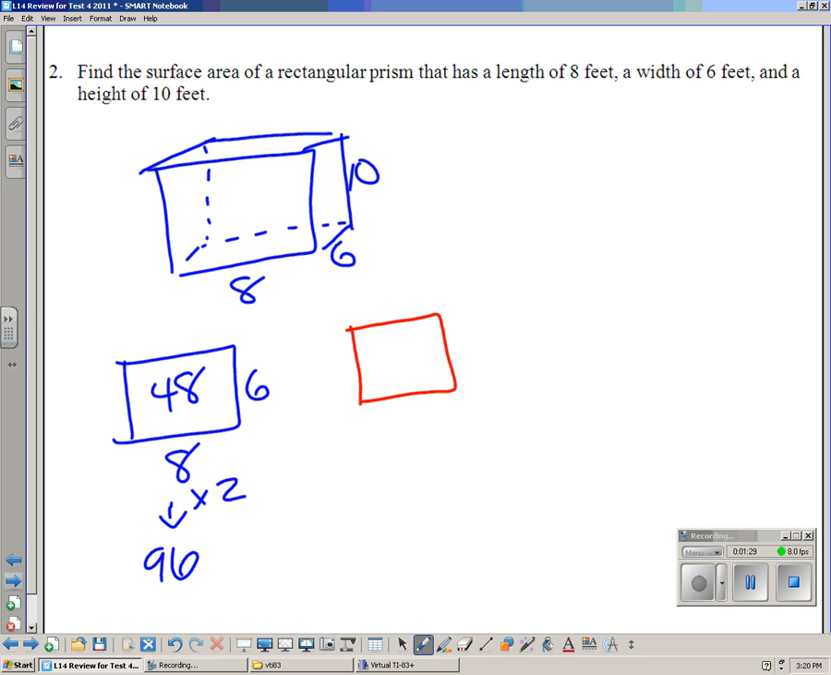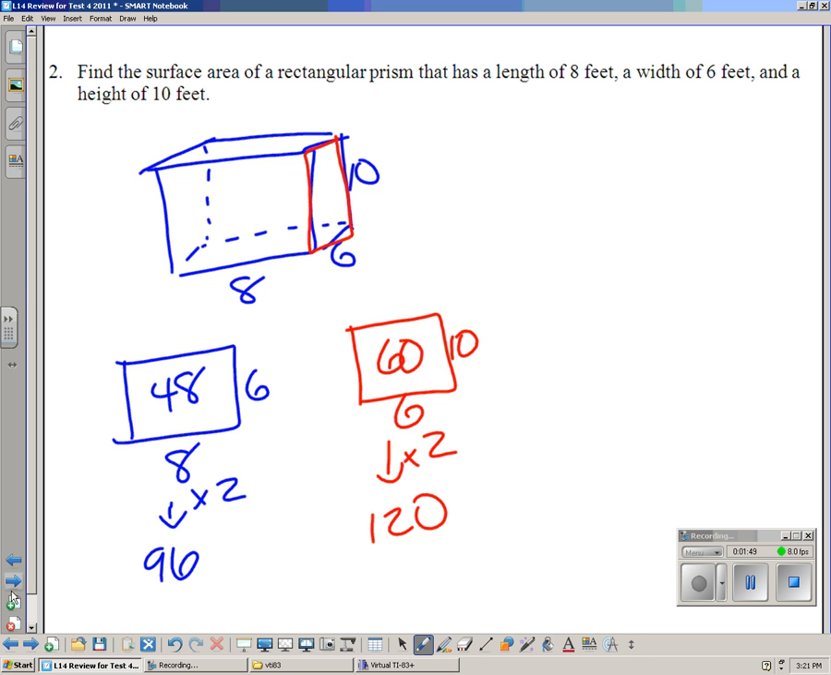This one will represent the sides. The sides, what I mean by the sides, would be that. So our dimensions there would be 6 and 10. 6 times 10 is 60. But I have a left side and a right side. So I want to multiply that by 2 and get 120. We did top and bottom. We did left and right.